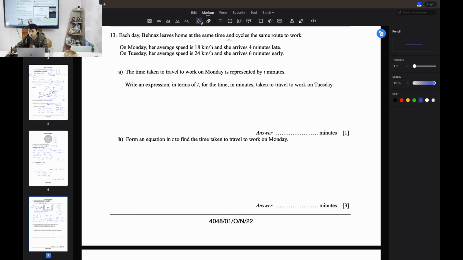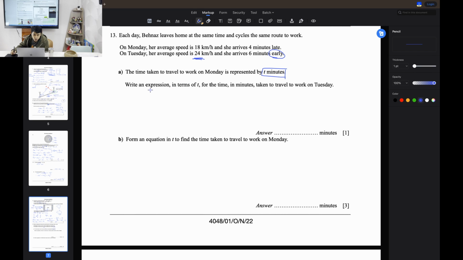Each day, Bananas leaves home at the same time and cycles the same route to work. Okay, on Monday, her average speed is 18 km per hour and she arrives 4 minutes late. On Tuesday, her average speed is 24 km per hour and she arrives 6 minutes early. The time taken to travel to work on Monday is represented by T. Okay, good. So we don't have to do the let something be X or be T, right? The question has done it for us.